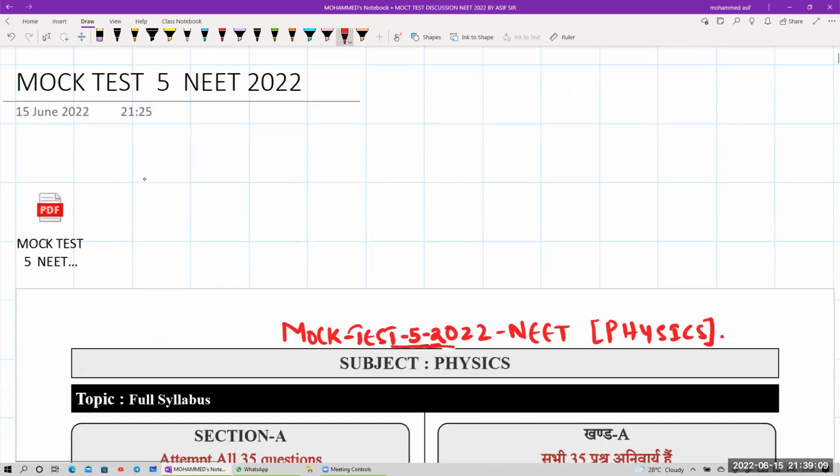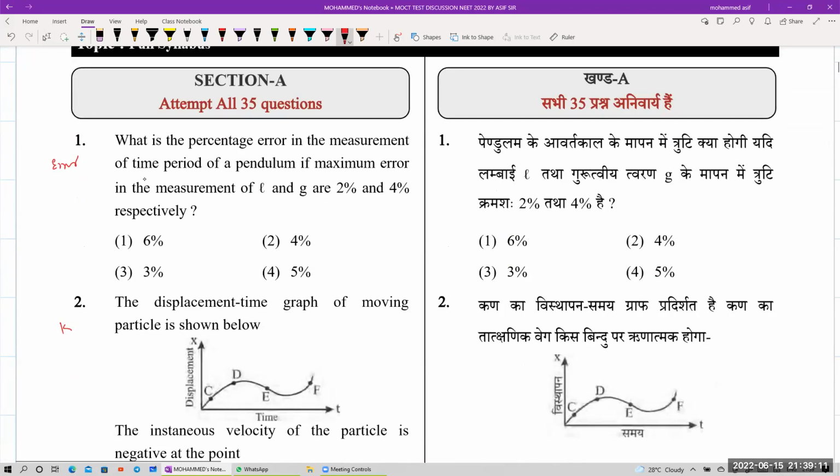Okay. So let's see the first question right now. What is the percentage error in the measurement of the time period of a simple pendulum if the maximum errors in the measurement of L and g are given as 2% and 4%? Can anyone give me the answer for this one, beta? Can anyone give me the answer?